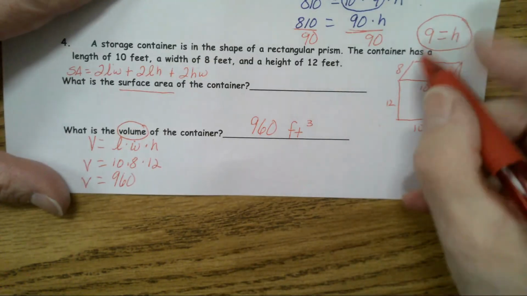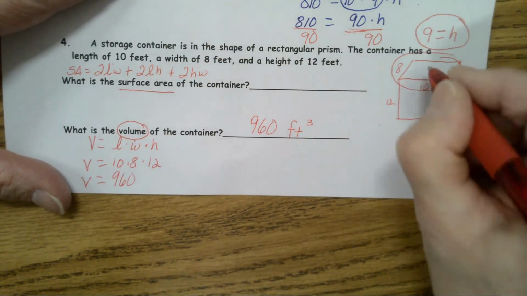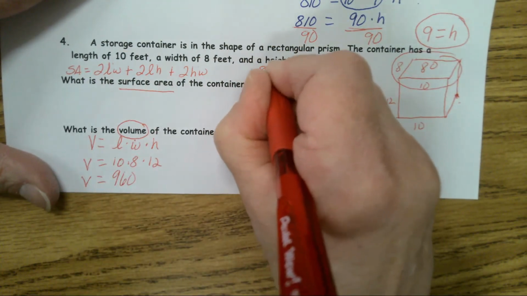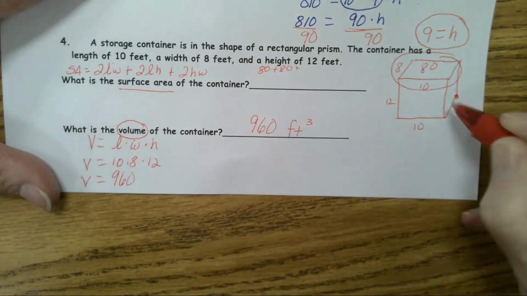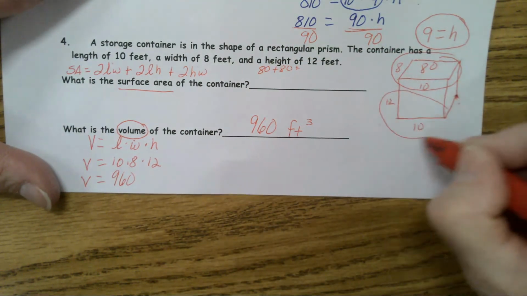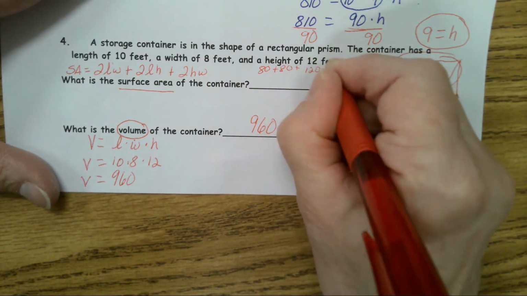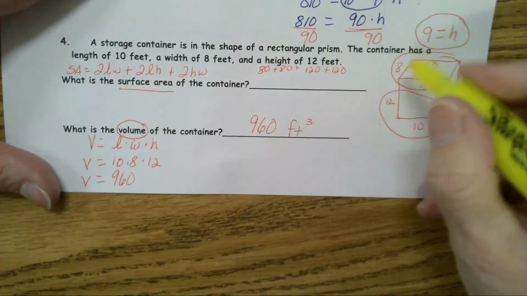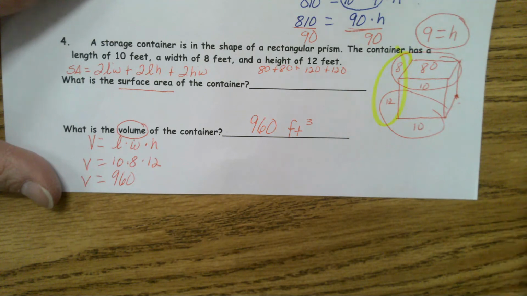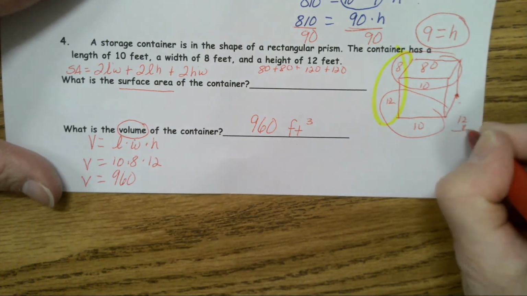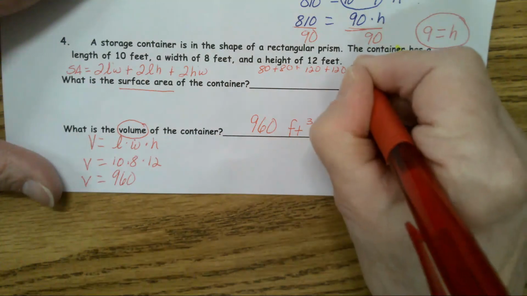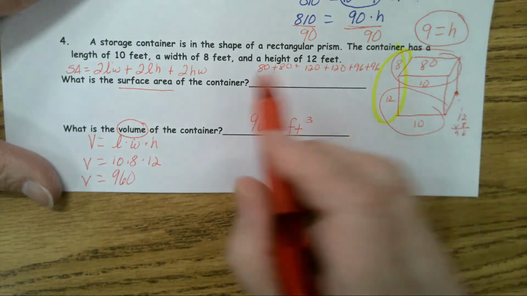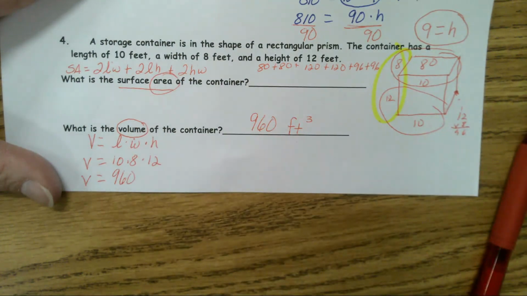But you just think you have 8 times 10 and you have 2 of them. That's 80, right? So I'm going to do 80 plus 80. I have 2 that are 12 times 10. 12 times 10 is 120 plus 120. Then my last one, I have 8 times 12. 8 times 12 is 96, so I have 2 96s. Okay, we add those all together and that will give us our surface area. All right, so let's do that.